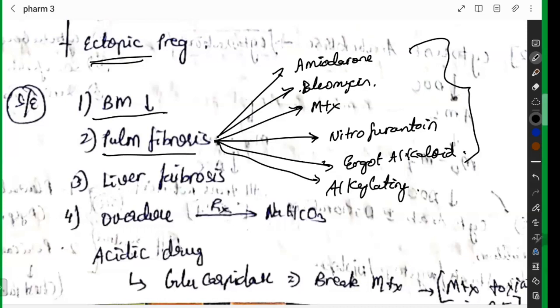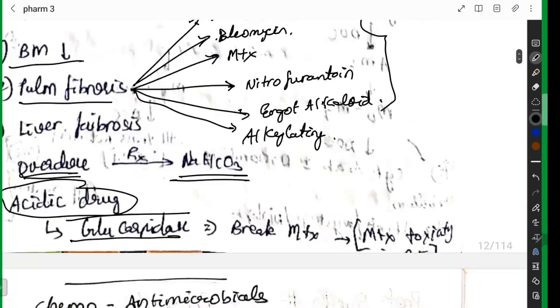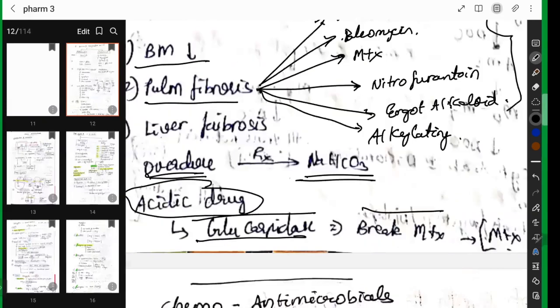Next, it can cause liver failure or liver fibrosis. In overdose, it's going to be an acidic drug. So what will be the drug you're going to give to break down the acidic drug? NaHCO3. Similarly, glucarpidase will be breaking down your methotrexate and treats methotrexate toxicity in case of renal failure. Clear, right? With this, we are completing the first part of anti-tumor drugs, and the last part of anti-tumor drugs we are going to see next.